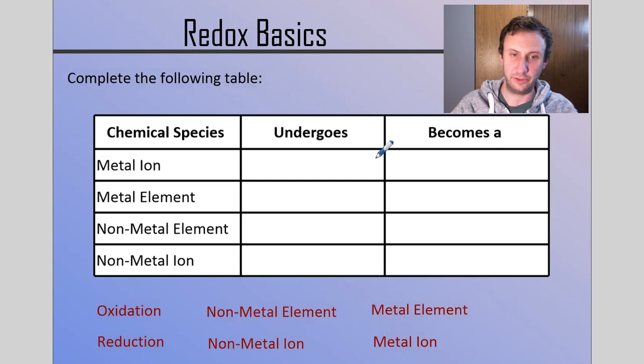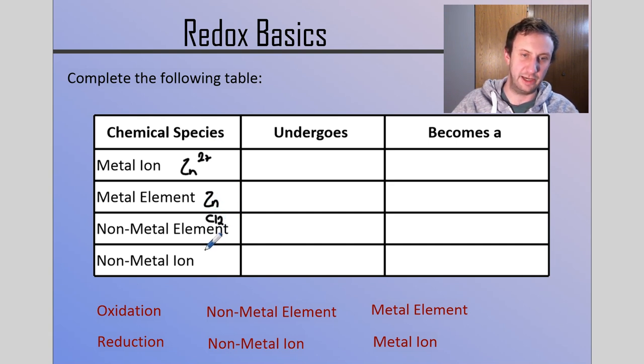Okay, so a little bit of a summary table here. What I've got is some chemical species, different types. So we'll talk about what an example would be for each type. A metal ion would be something like Zn2+, right? Metal element would be something like zinc. Non-metal element would be something like, let's say, chlorine. And then non-metal ion would be something like chloride, for example.